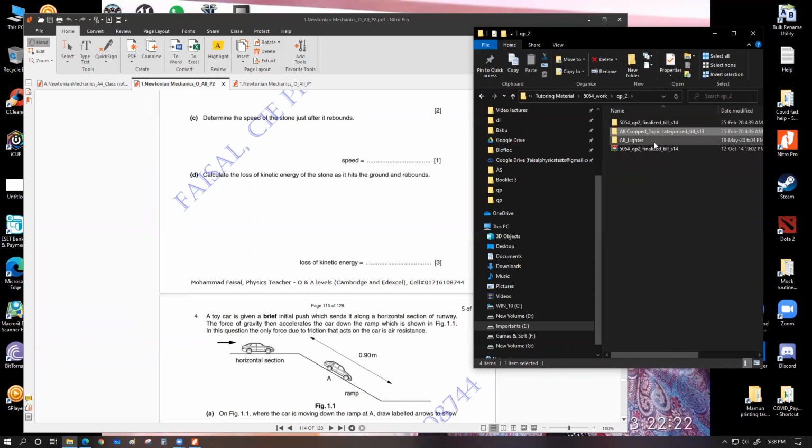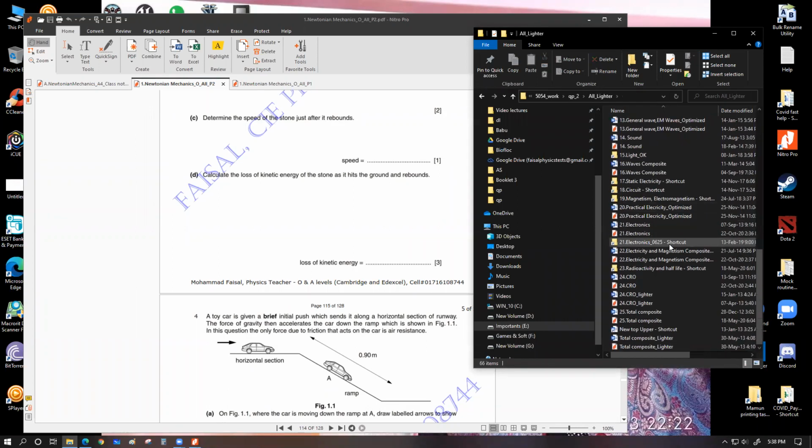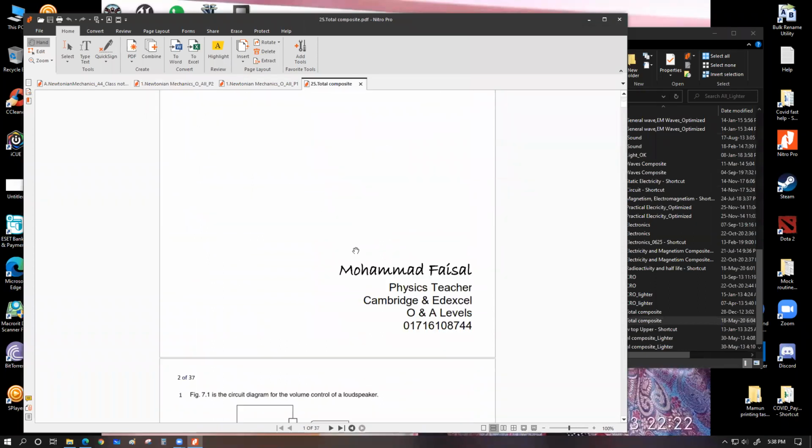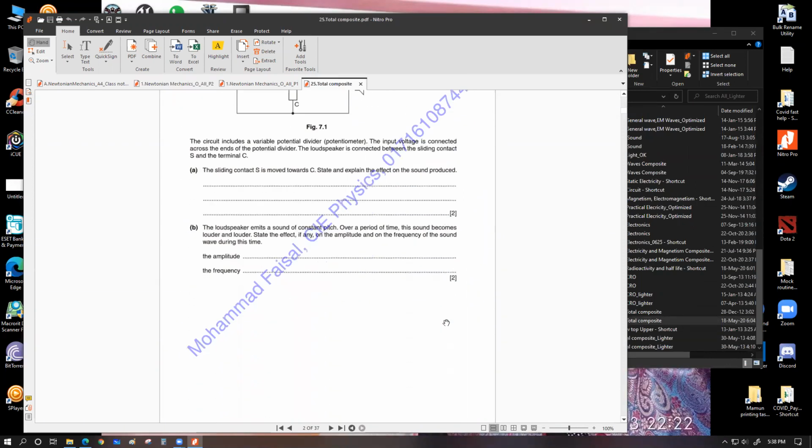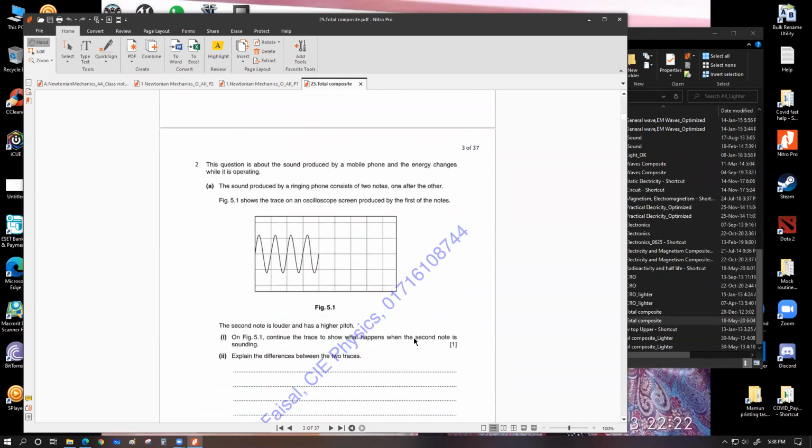No, not this one. I have a total composite. I have a compilation, compilation number 25. That's a total composite. These 37 questions go across the whole syllabus, so they are not essentially within the same topic. You can have wave and work energy power together in a question. You can have some radioactivity and some moment together in a single question. So these are the type of questions which are total composite, which means they are covered across topics.